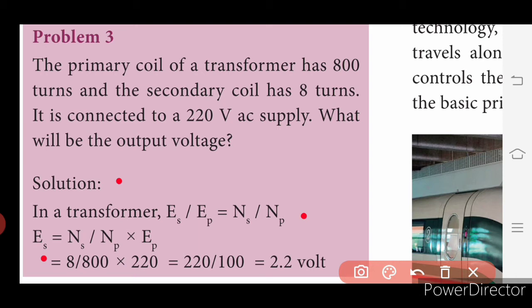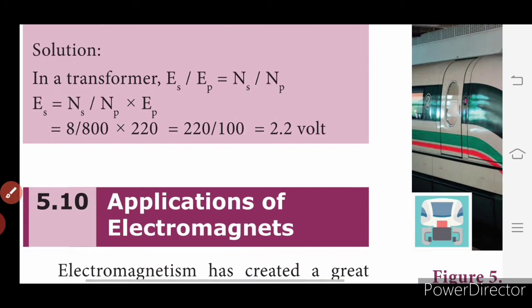So NS is 8 turns. The number of turns in the secondary coil is 8 and the number of turns in the primary coil is 800. So 8 divided by 800 into EP, which is the volt in the primary coil. So in the primary coil you have 220 volts. So 220 divided by 100, which will give you 2.2 volts. So what will be the output voltage? 2.2 volts. Okay, very simple problem.